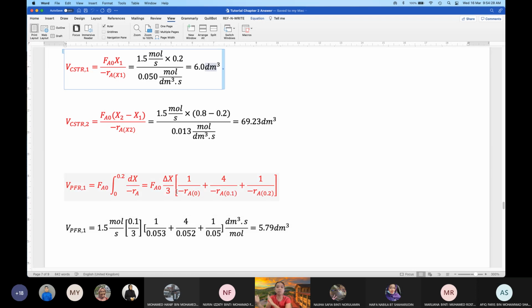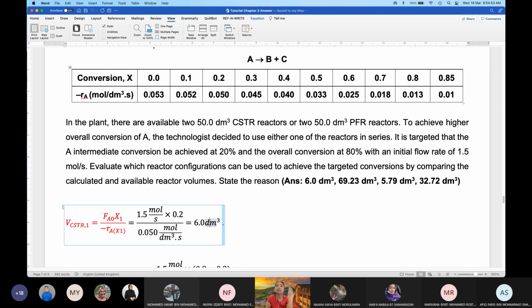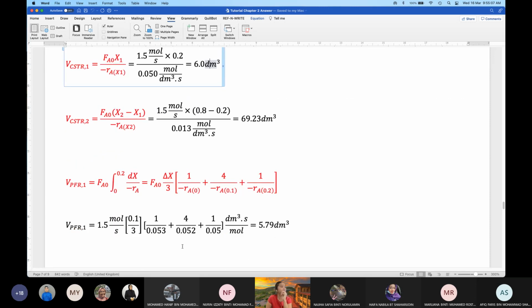Then in bracket, you have the 3 points. So you get 1 per minus RA at your initial X, which is 0, plus 4 per minus RA at your middle X, which is 0.1, plus 1 per minus RA at your final X, which is 0.2. Okay, so done. Then you just look at the table and find the values. So at 0, my minus RA is 0.053. At 0.1, minus RA is 0.052. At 0.2, my minus RA is 0.050. So you just take these three values, replace them into the equation, you get the volume of 5.79. Okay, so for the first PFR to achieve 20% conversion, I just need 5.79 dm³.